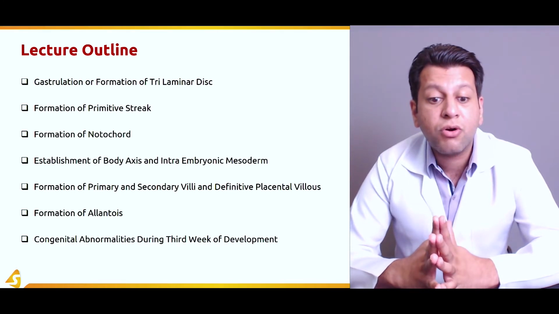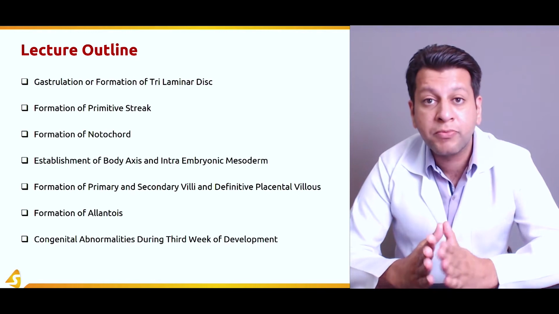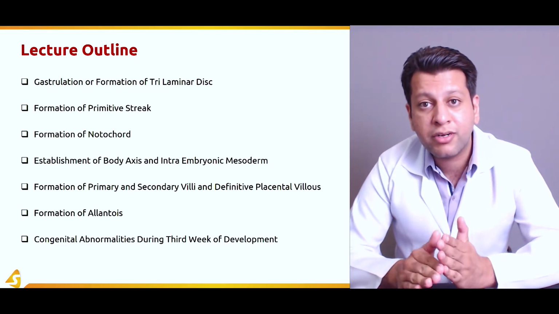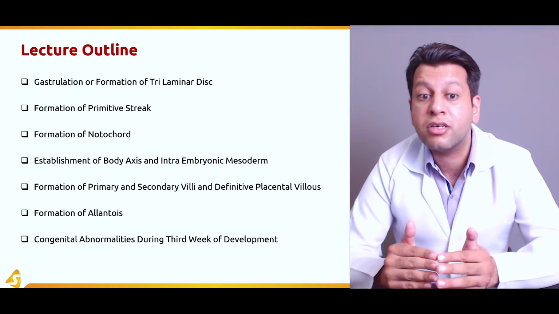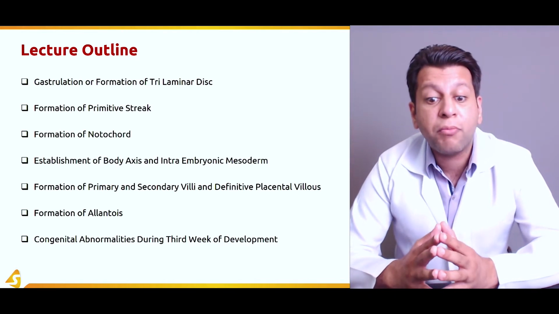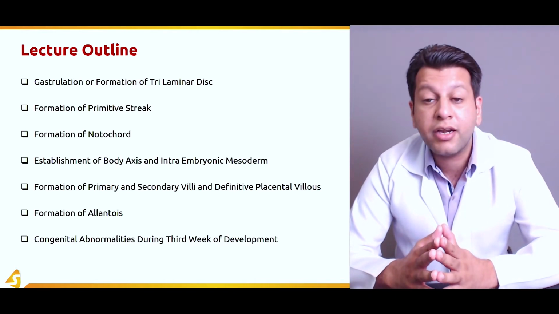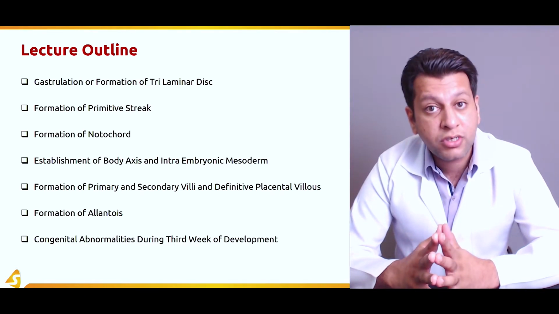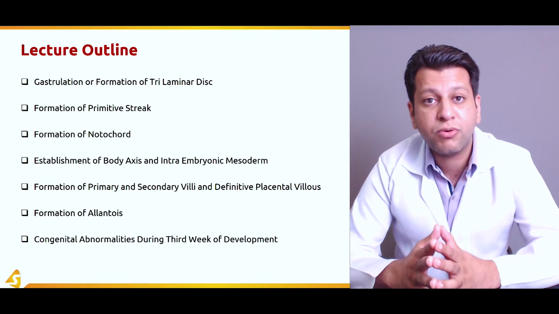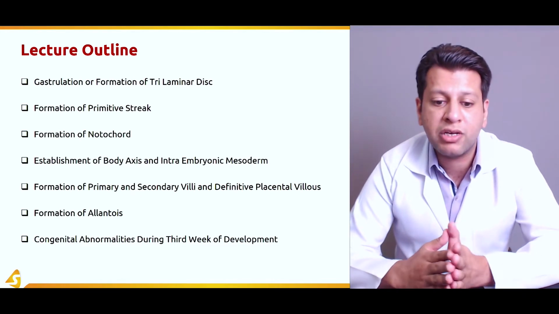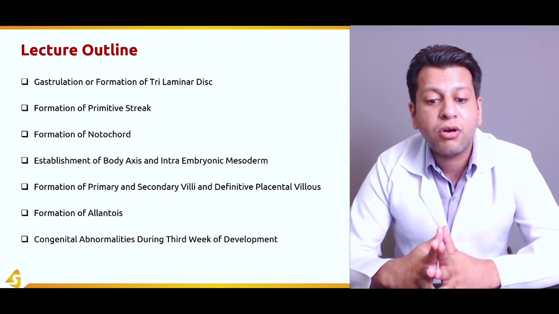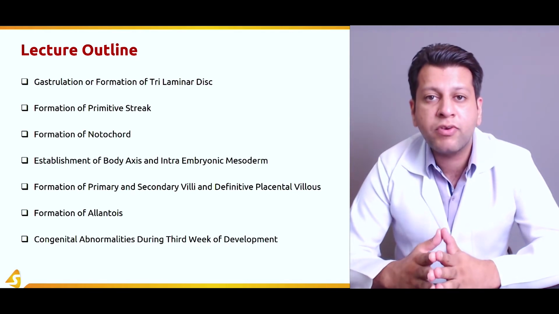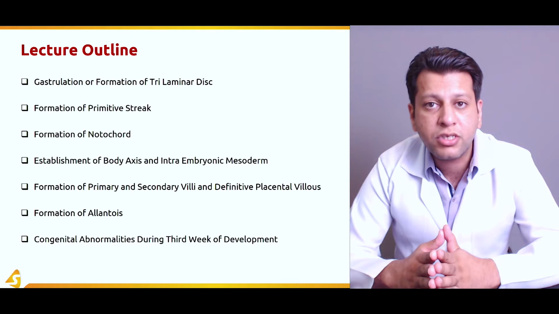I will be discussing how the establishment of body axis and intraembryonic mesoderm takes place, or how the right, left, dorsal, ventral, and cranial caudal axes are determined. How the primary and secondary villi and definitive placental villus are formed, or how formation of the allantois takes place in humans, and what rudimentary structures are formed from the allantois. Congenital abnormalities during the third week of development. I will be specifically touching on sacrococcygeal teratomas.